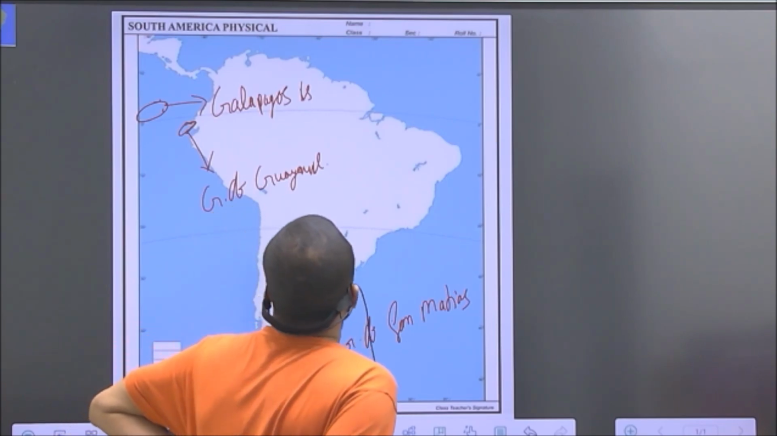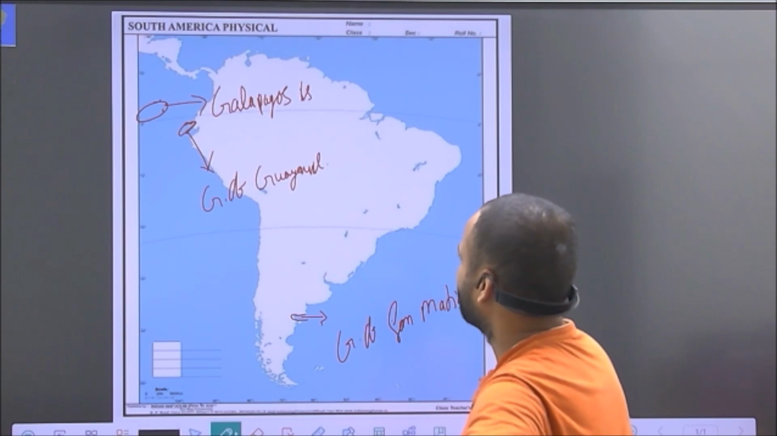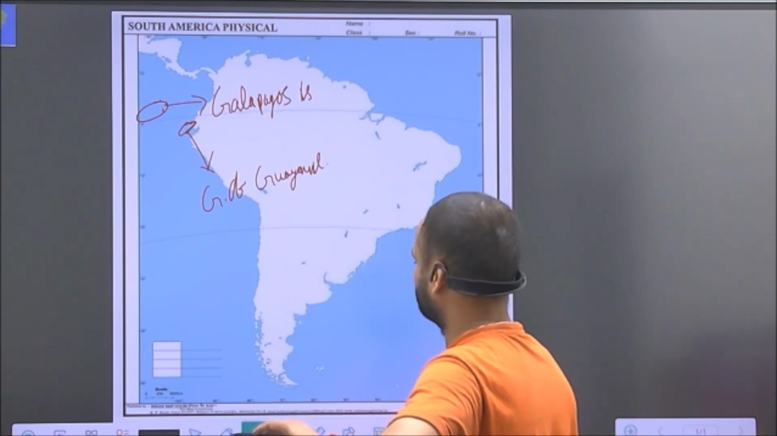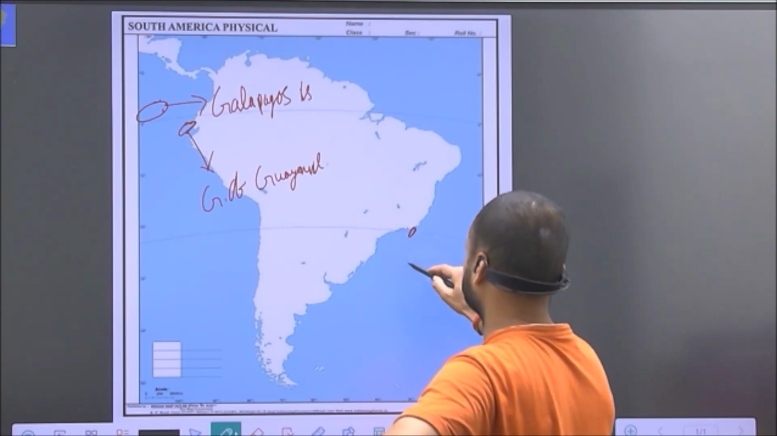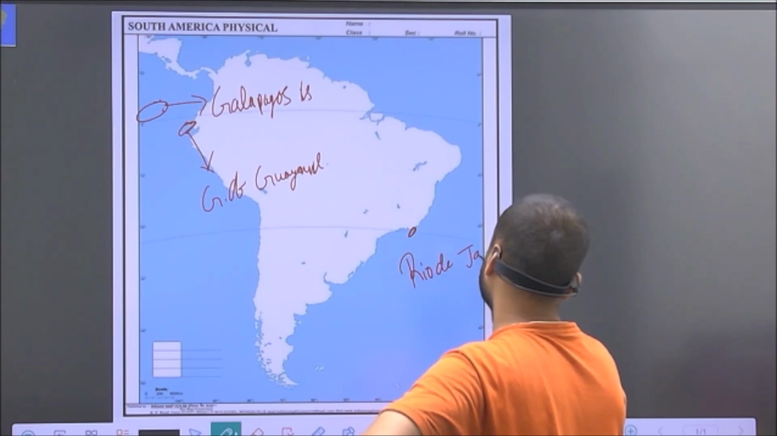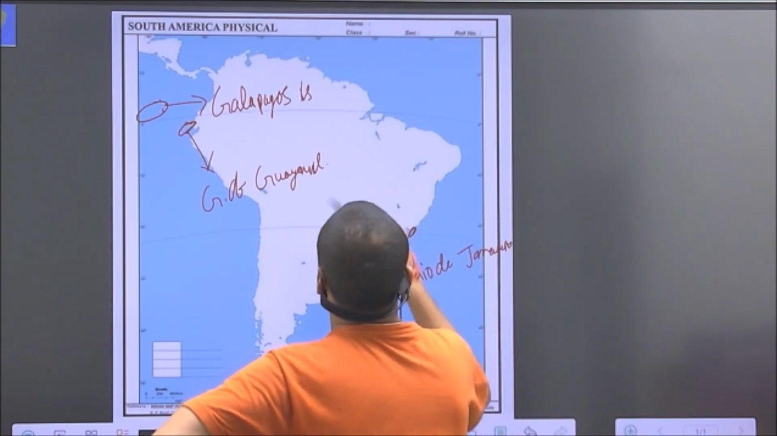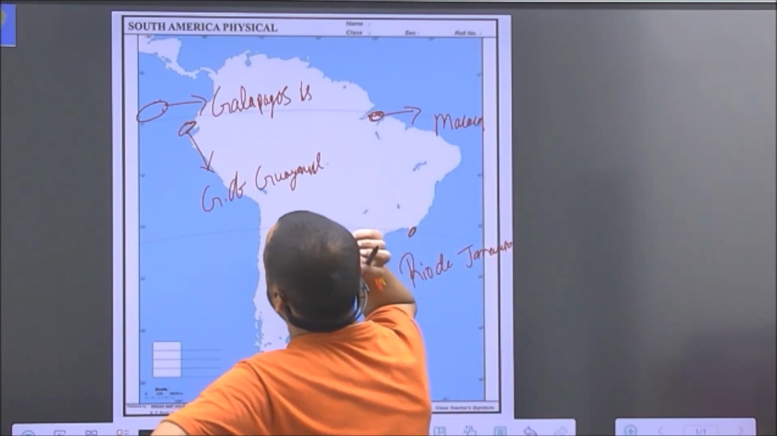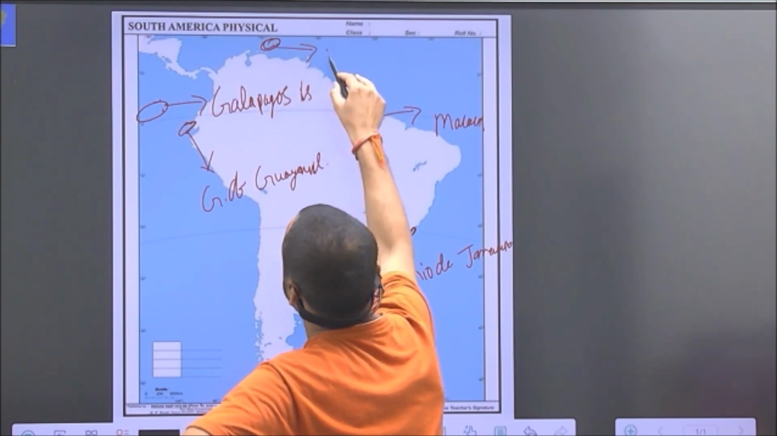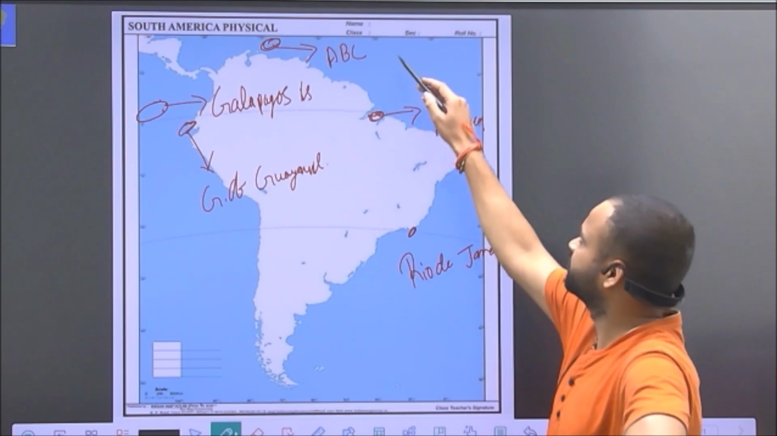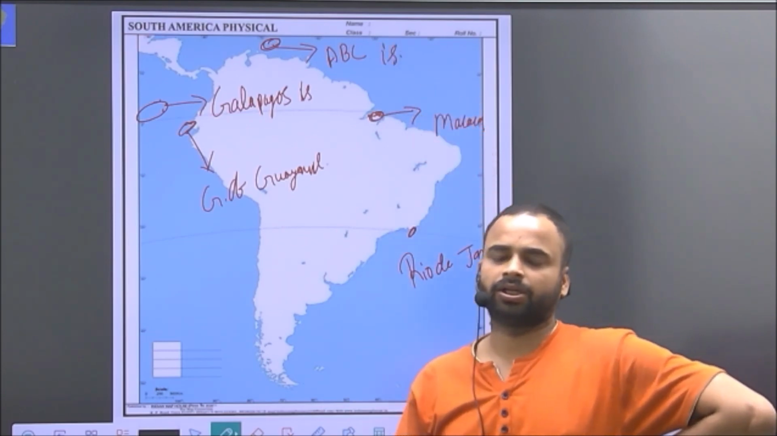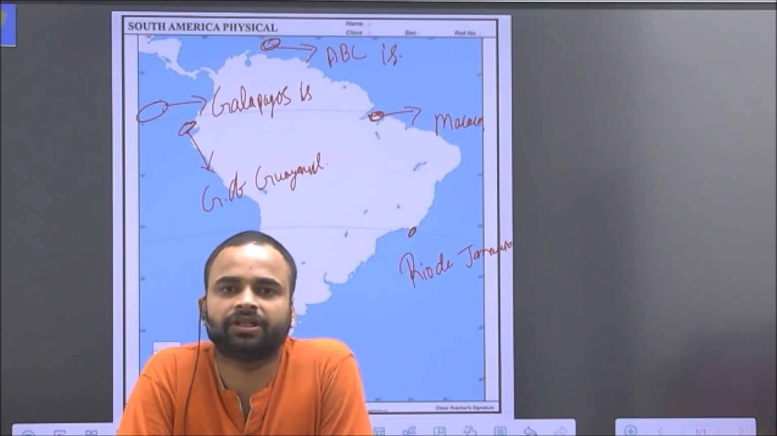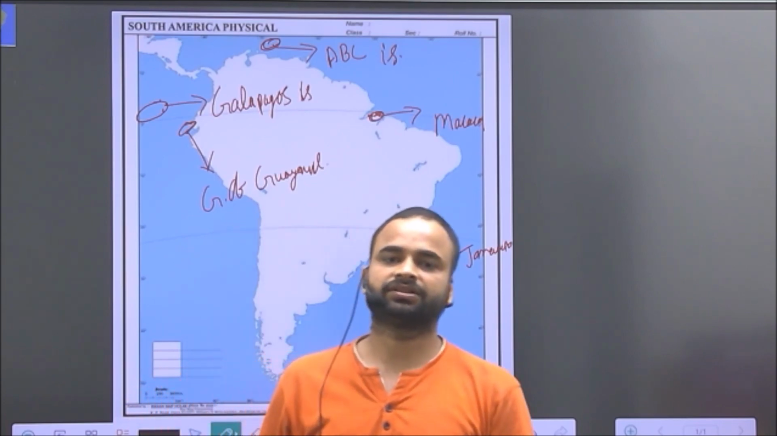So on the eastern side, there are many important locations of the coastal region. Then you can see Rio de Janeiro. Here is the mouth of the Amazon, which is Macapa. Also I have discussed here the ABC Islands situated here. So in this video, this is all about the coastal region of South America. In our next video, we will enter into the physical features and some important cities as well.